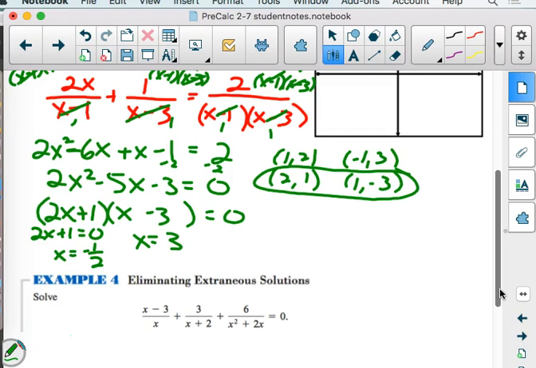There they are. So now, we should have a problem. One of those might make our denominator equal to 0. Which one is out? Yeah, the nice easy one. It's out.